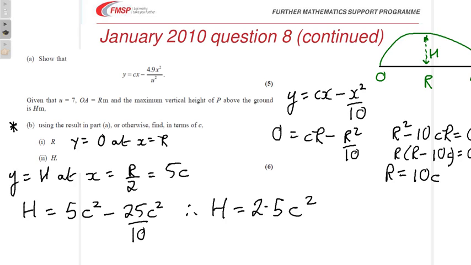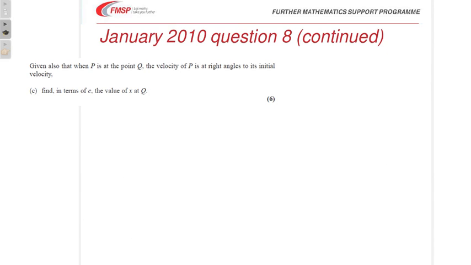So that's another bit done. We've got a total of 6 marks for that, for finding r and finding h. Not quite finished though, there's one more bit at the end of this question. It says, when P is at the point Q, we don't know where Q is, the velocity is at right angles to the initial velocity.